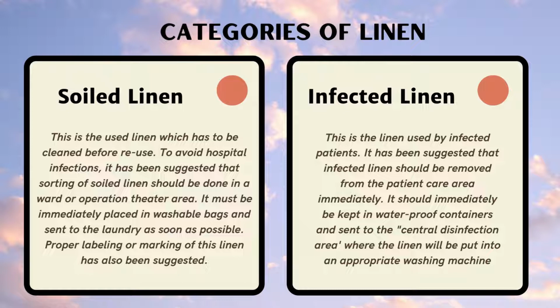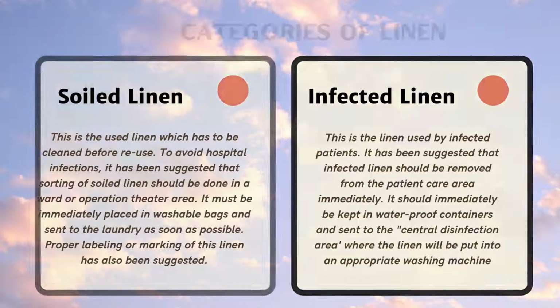When the linen gets infected, it needs to be separated so that no infection is caused to other patients or to the other paramedical or medical staff, and that's why it is kept in waterproof containers and then sent to the central disinfection area so that it can be put into an appropriate washing machine.